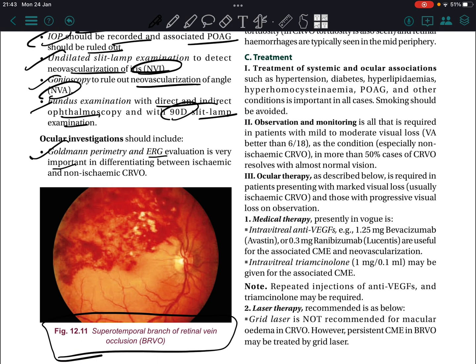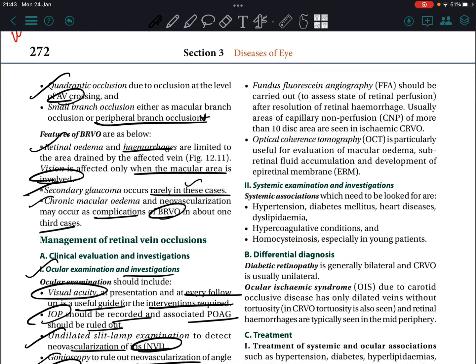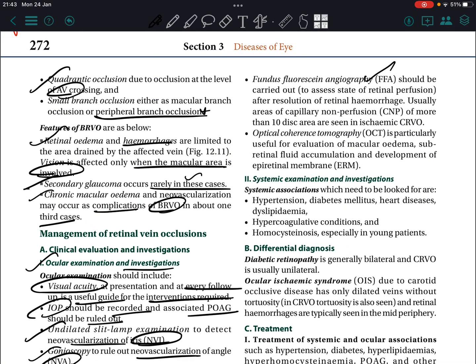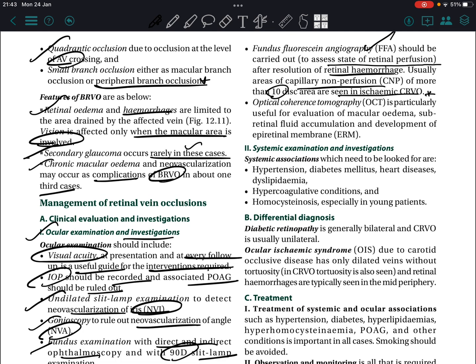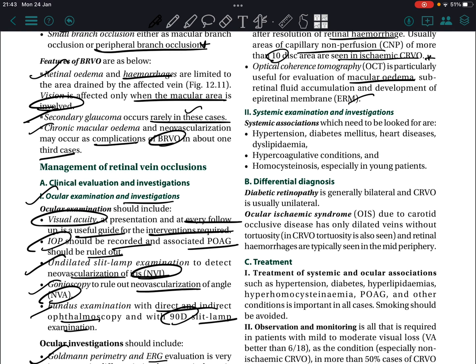ERG evaluation is very important in differentiating between ischemic and non-ischemic CRVO. Fundus fluorescein angiography should be carried out to assess the state of retinal perfusion after resolution of retinal hemorrhage. Usually areas of capillary non-perfusion of more than 10 disc areas are seen in ischemic CRVO. Optical coherence tomography is particularly useful for evaluation of macular edema, subretinal fluid accumulation, and development of epiretinal membrane.